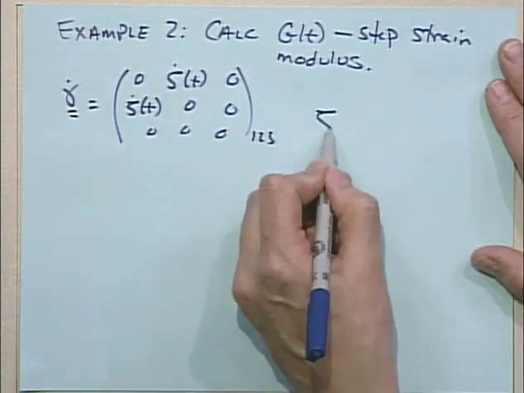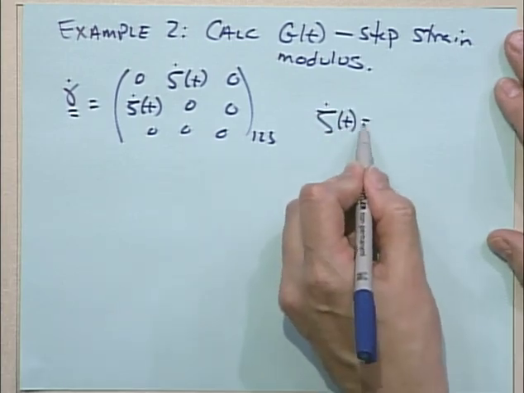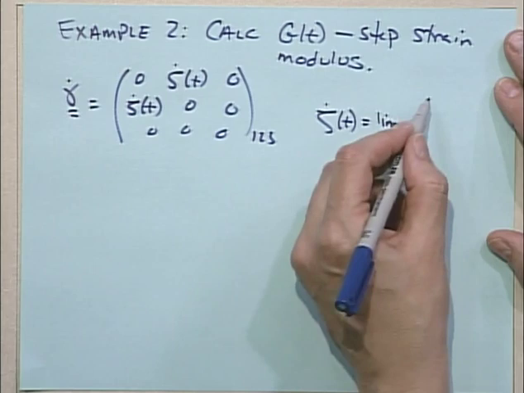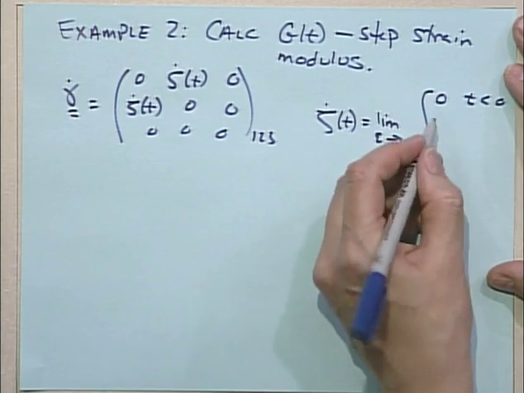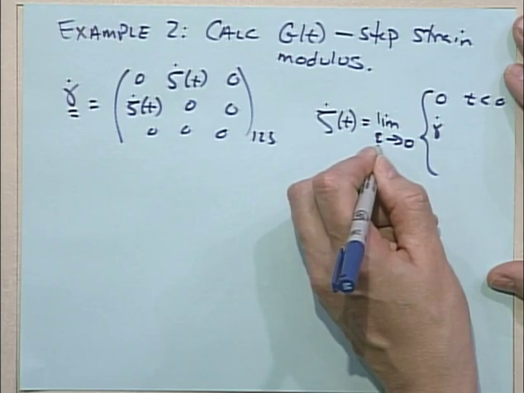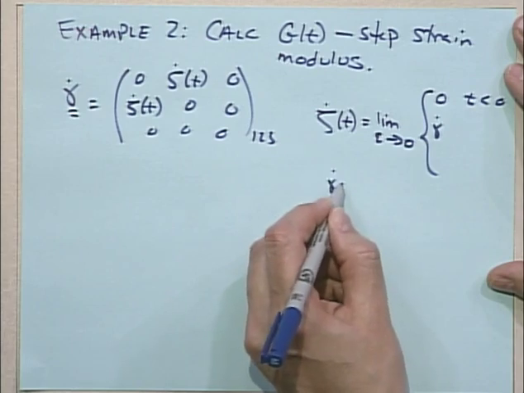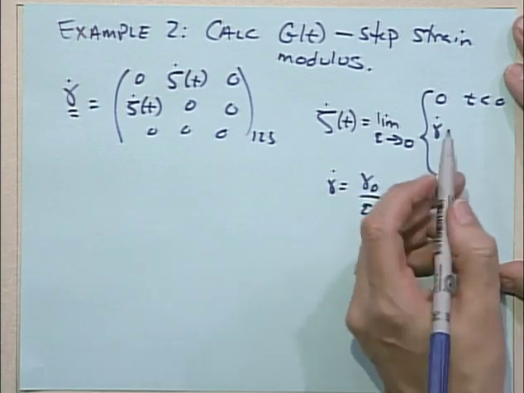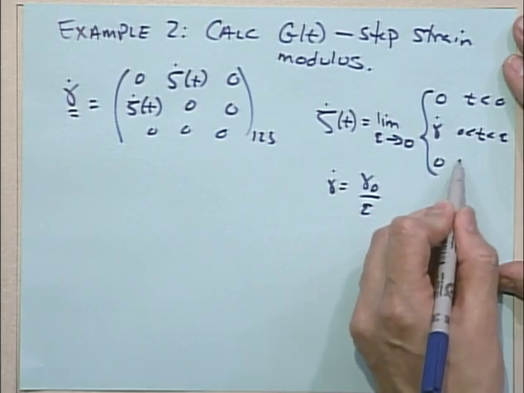And we have a crazy function, the step function, for sigma dot. And so we have to just follow the mathematical rules here. This is the limit as epsilon goes to 0 of a function that has 3 parts. It's 0 at time less than 0. It's gamma dot, which is a function of epsilon. Gamma dot, look at the bottom there, says that gamma dot is equal to gamma naught over epsilon. So we'll put that in there for t between 0 and epsilon, and then it's 0 again.